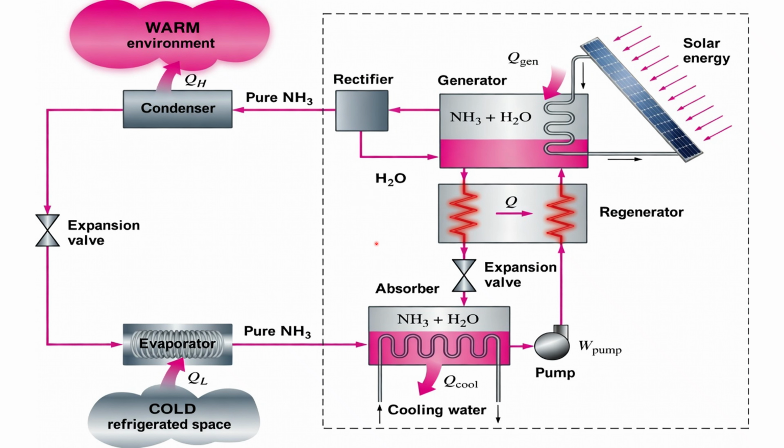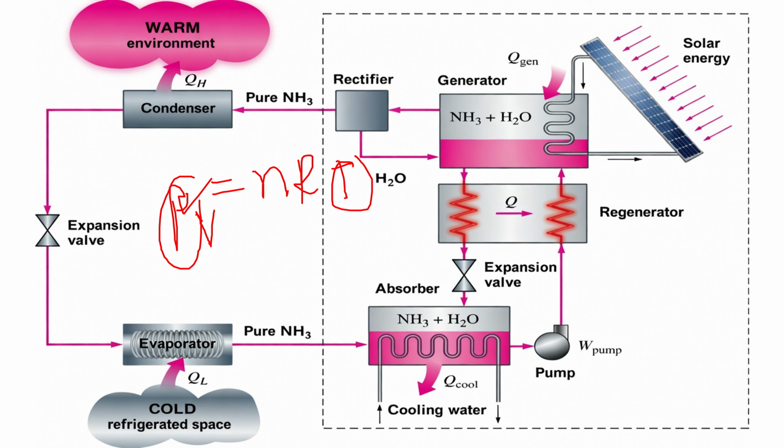So we have seen here that we are just using the heat, nothing else. We are just using solar energy heat, and this heat is providing high temperature, and this high temperature is providing high pressure. As we know, PV is equal to nRT. That is P and that is V. So whenever T is increasing, pressure is also increasing. So this is the main phenomenon.